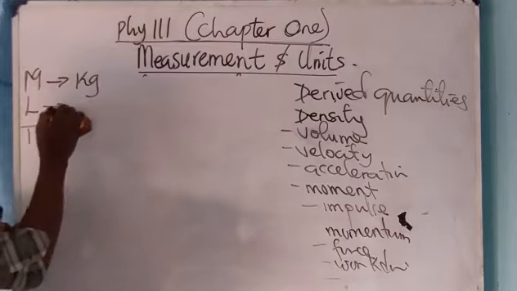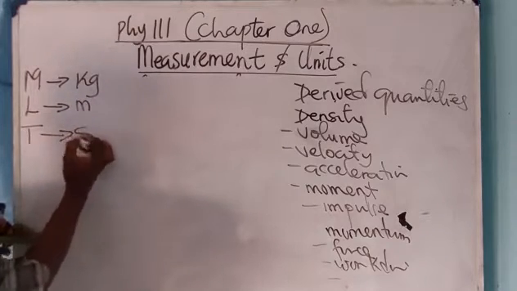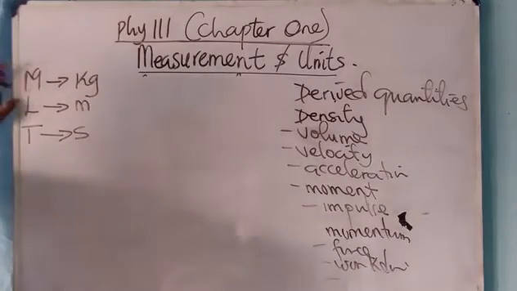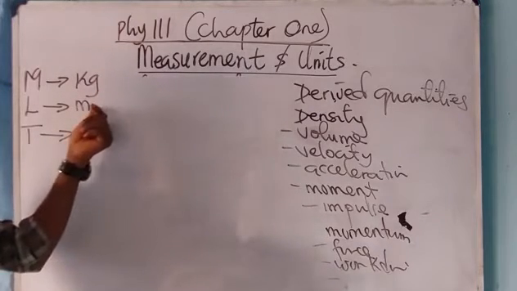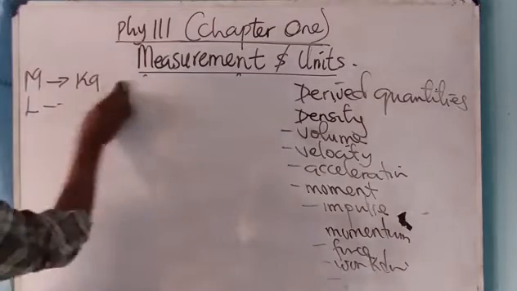But in units, we make use of kg for mass, meters for length, as said before, and for time, we make use of S, which is second. So in dimension, we make use of MLT, but in units, we make use of kg, m, and s. Take note of that too. It is very important.